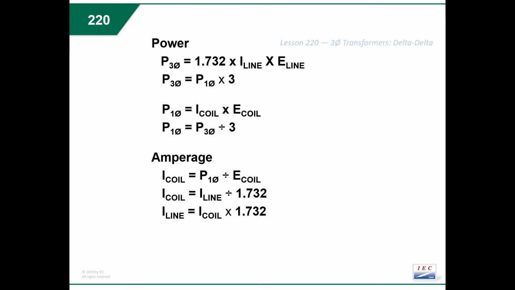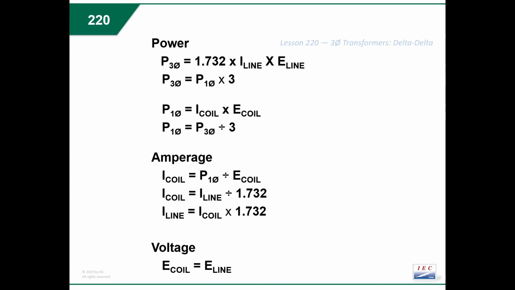Another formula here, and you can achieve the same thing with all of these. I'm giving you various formulas because you may be given various info to start with. So your line amperage equals your coil amperage times 1.732. This formula here is just the opposite of this one algebraically, right? And then the easy one here, your coil voltage is going to be equal to your line voltage. When we get into Y-connected systems next time, we're going to see essentially the opposite of this, and it'll make sense when we get there.